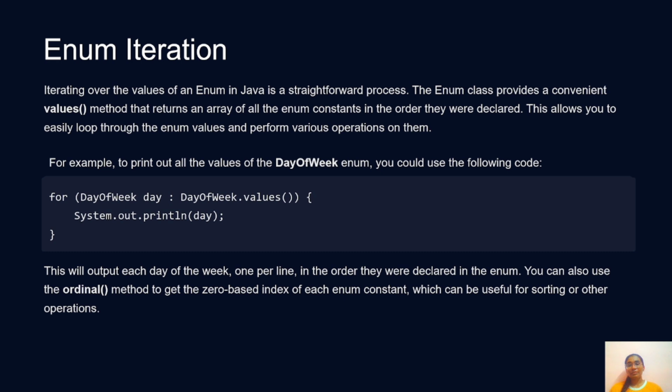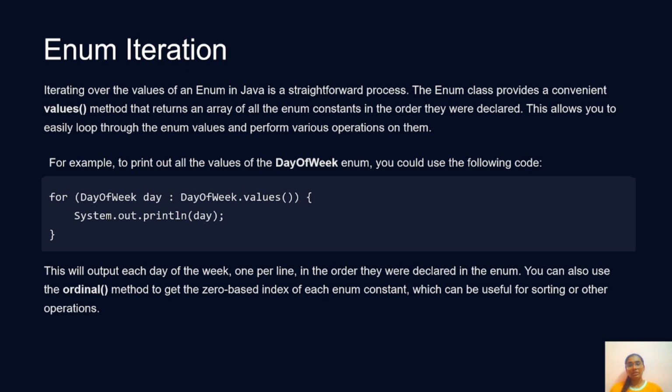Enum iteration. Iterating over the values of an enum in Java is a straightforward process. The enum class provides a convenient values method that returns an array of the enum constants in the order that they were declared. This allows you to easily loop through the enum values and perform various operations on them.